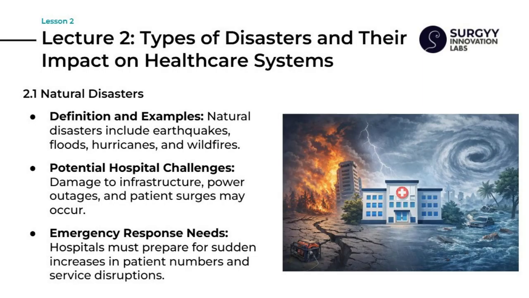Natural disasters are the first category we explore, defined as events like earthquakes, floods, hurricanes, and wildfires that arise from environmental forces. Potential hospital challenges during these events are significant, often involving physical damage to infrastructure, widespread power outages, and sudden patient surges that can overwhelm standard capacity.